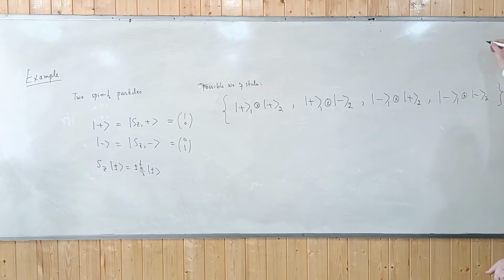So the dimensionality of the vector space for two level systems is 4. Now if you have n two level systems, what will be the dimensionality? The dimensionality of the vector space will be 2 raised to the power n. Clear? So if I consider n particles.